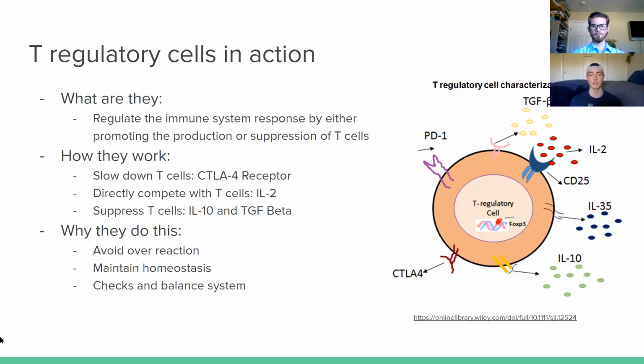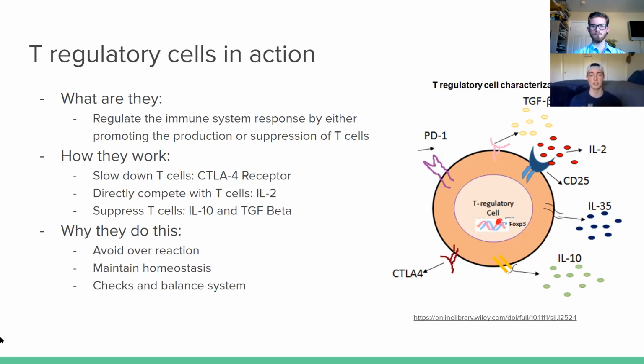They're also able to directly compete with T cells for IL-2. IL-2 is needed for maintenance and development of both T cells and T regulatory cells, and it's kind of their food source. They're also able to directly suppress T cells by releasing IL-10 and TGF-beta, which are both immunosuppressant compounds that will either slow down the cell or cause the death of the cell.